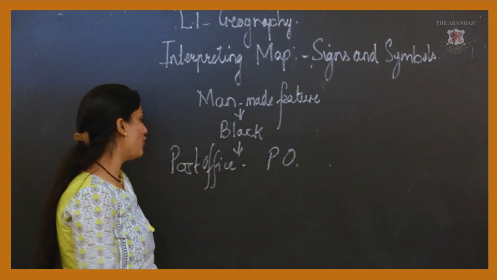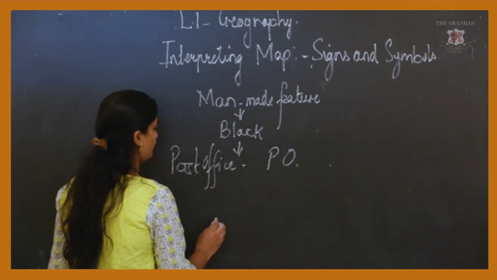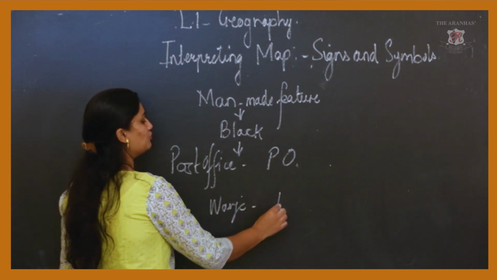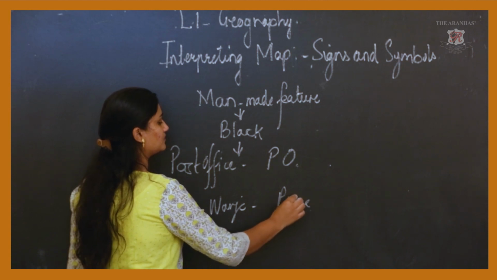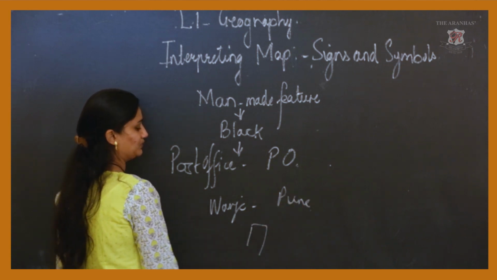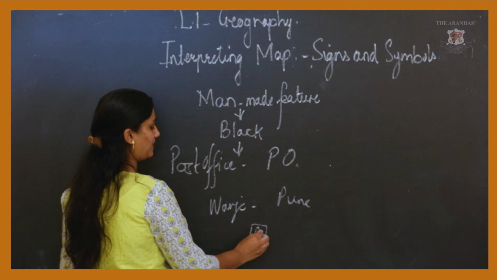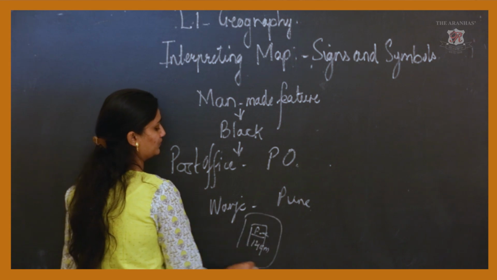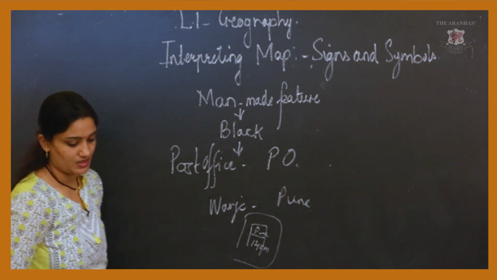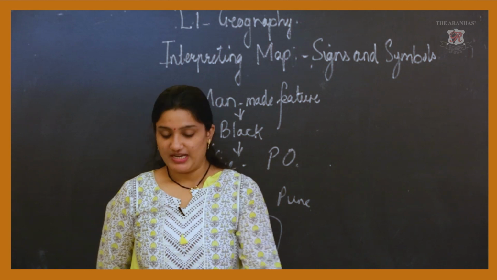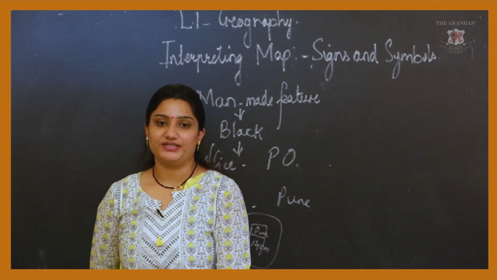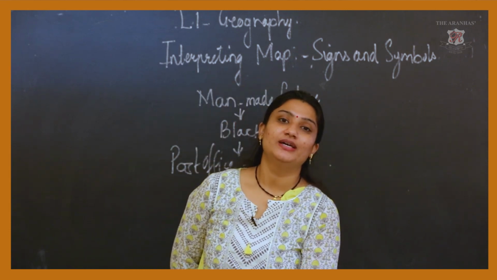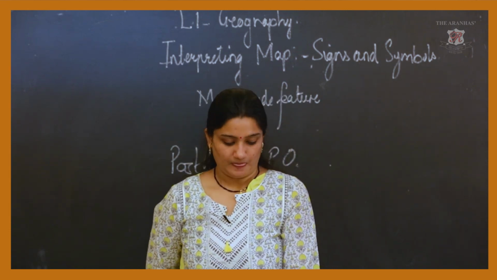Now if you travel from one place to another, like if you travel from Varje to Pune, you will see a small stone. On that it is written Pune 14 kilometer. This is a milestone, which indicates how many more kilometers we have to travel to reach the place where we are going.